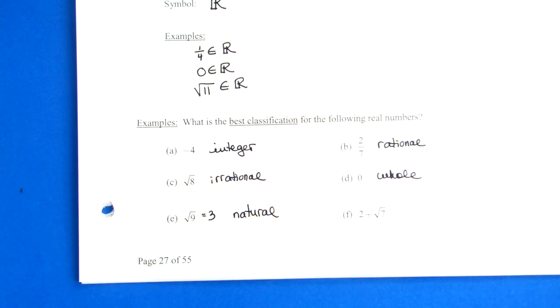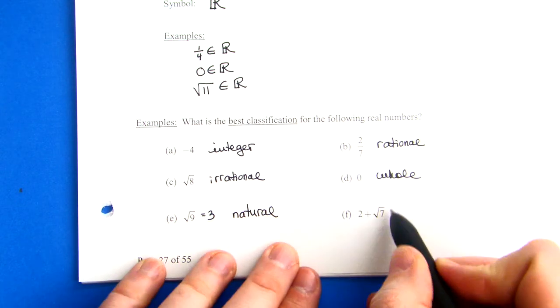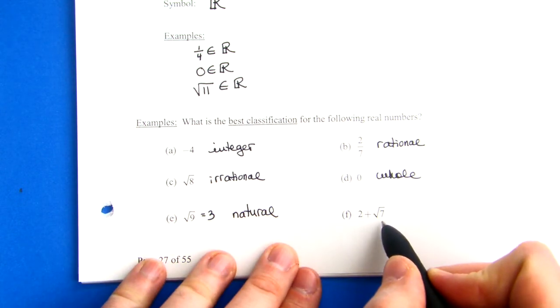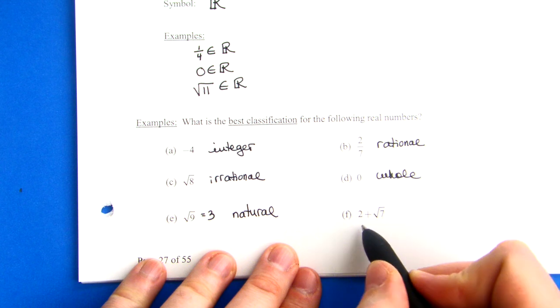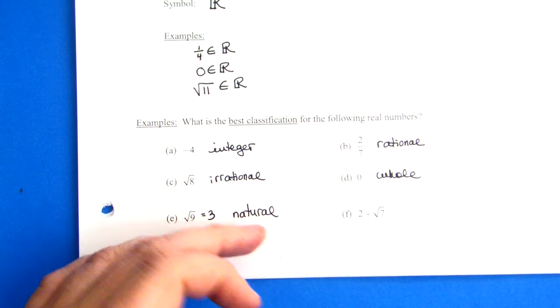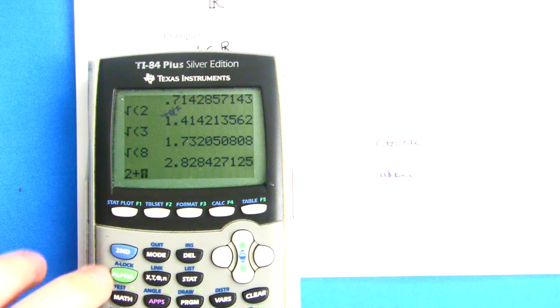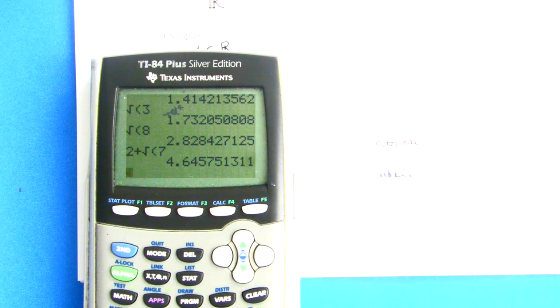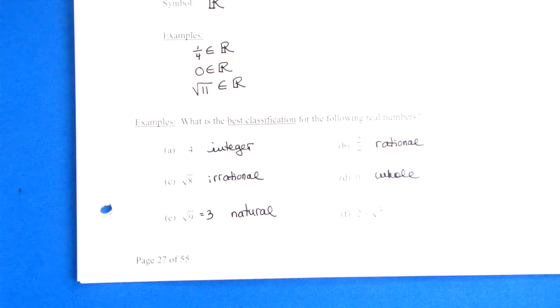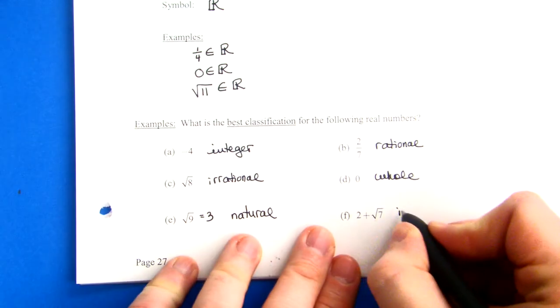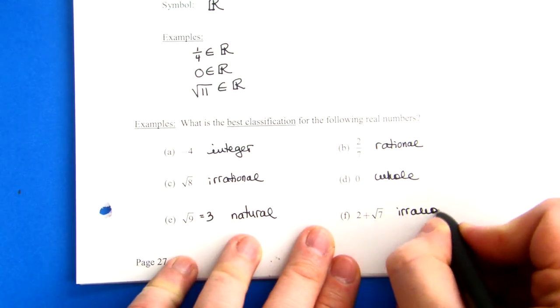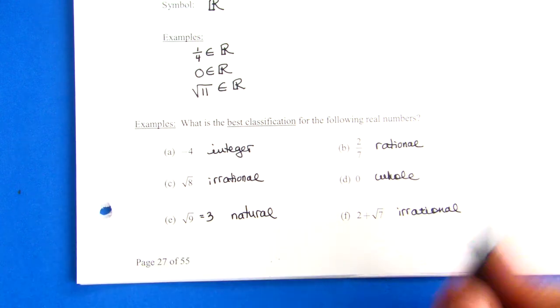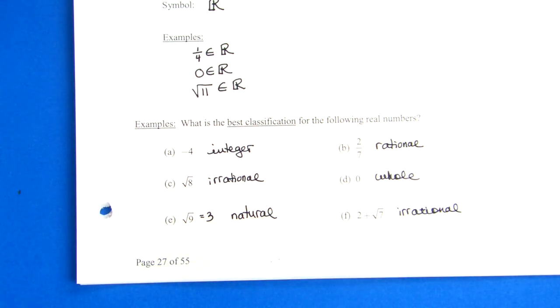2 plus the square root of 7. Well, I think the best way to think about this is square root of 7, that's an irrational number. Its decimal would go on forever with no pattern. If you add 2 to that, it's still a decimal that goes on forever with no pattern. This thing is an irrational number. Again, please notice, I did not use the word real anywhere here. Real will never be the best possible name.